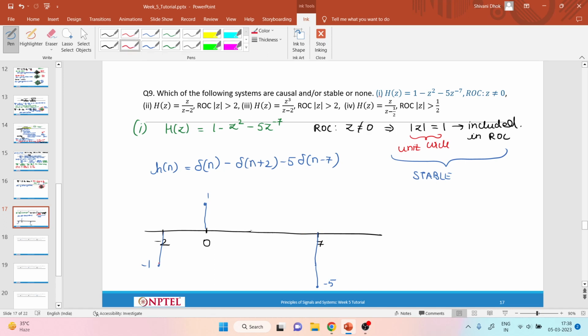So if we look at this part, that is at n equal to minus 2, h of n is not equal to 0, which means that this system is non-causal.